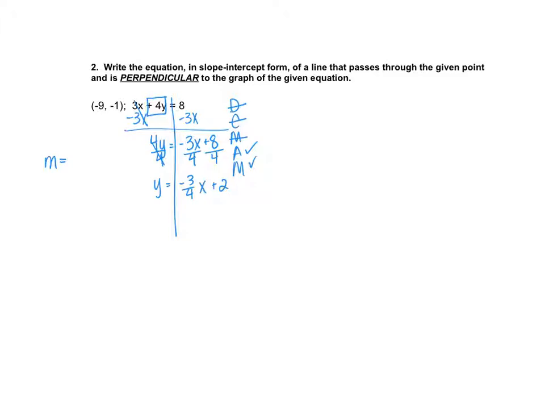So let's flip that. I get 4 over negative 3. And then I want to take the opposite sign. So instead of being negative, let's change this into a positive. My new slope is 4 over 3. Okay, now again, I'm going to plug this into point-slope form. y minus y1 is equal to m times x minus x1. And I know I'm just going to plug in all of my known values.